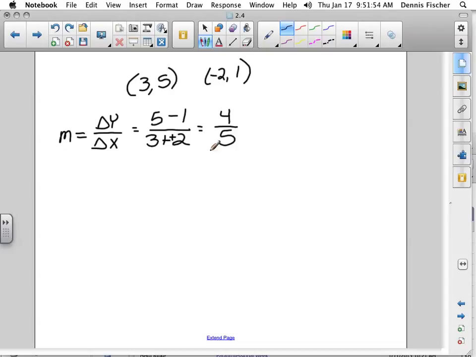Put the line in standard form. Make sure you have your y's with your y's and your x's with your x's. Standard form. Your slope.